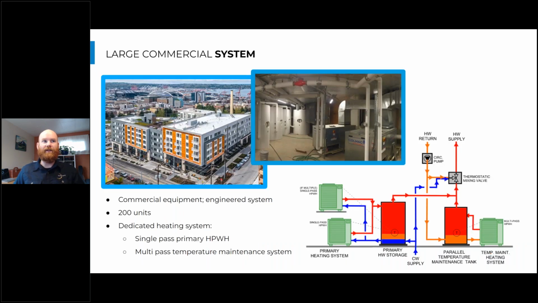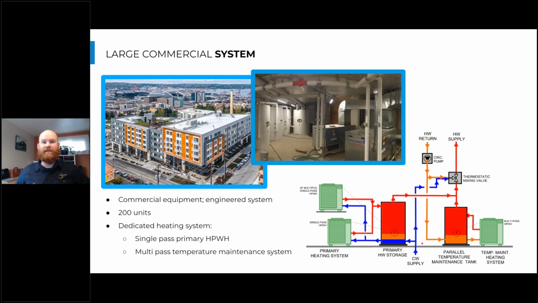But if we have a larger building, this is a building, boutique apartments in the Yesler redevelopment area. There's the Seahawks and the Mariners stadiums back there. We might be looking at larger commercial equipment. We're not going to put 30 integrated products to serve this building. We might, but probably won't. So we might be looking at a more engineered system to provide water heating to these 200 units. And we'll get into dedicated systems and why you might want to split out the hot water circulation heating task later on in session 2.